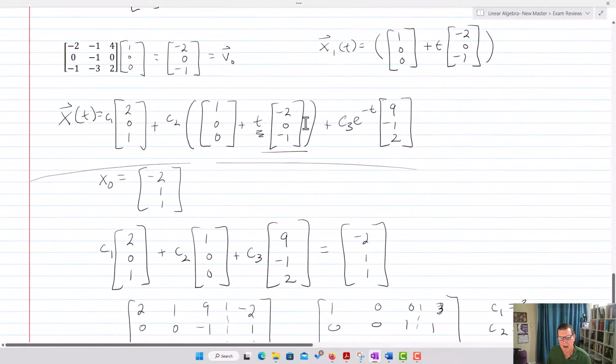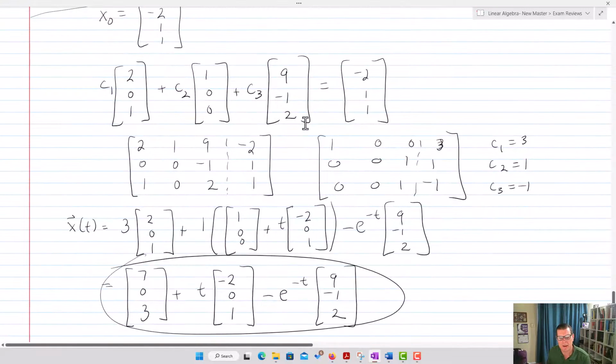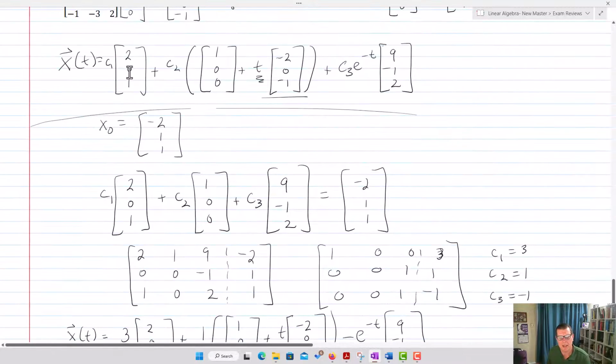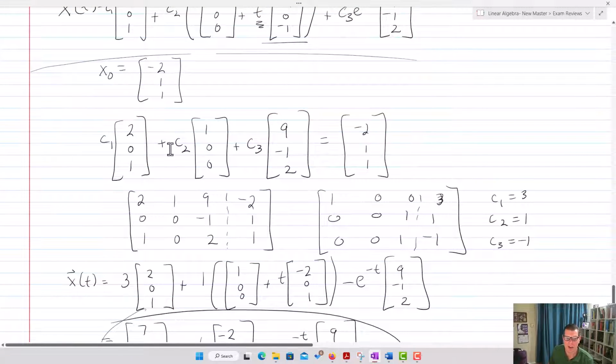Finally, how I'm going to utilize my initial conditions is I'm going to generate a linear combination of my vectors. Then I'm going to solve for C1, C2, and C3 using a system of equations.